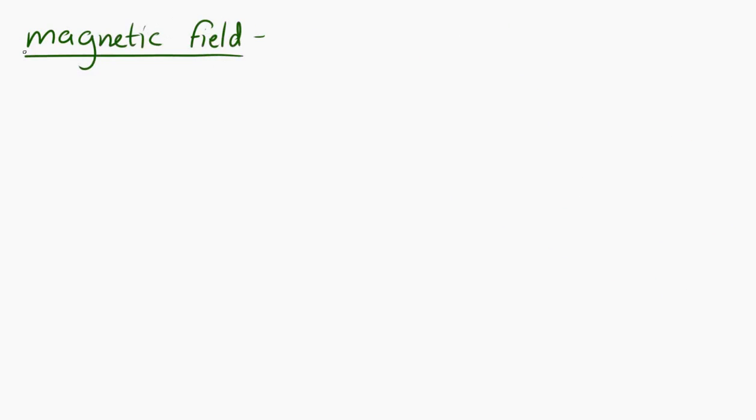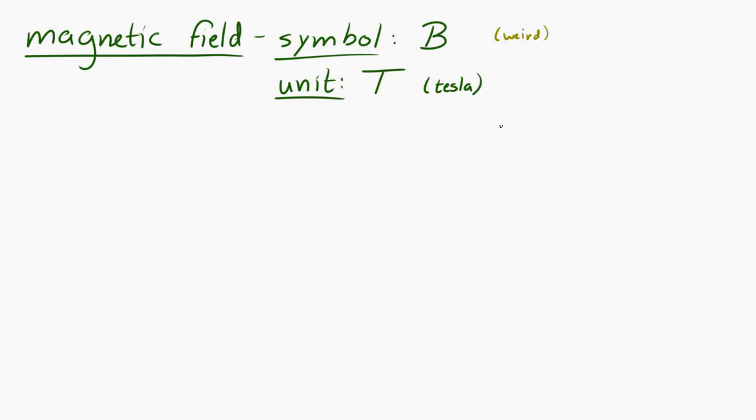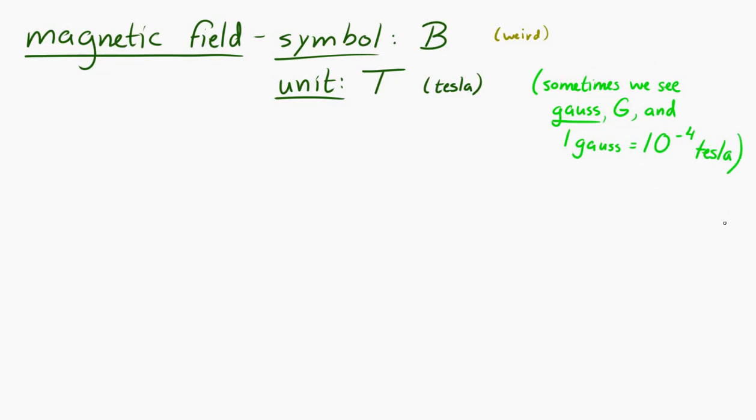The magnetic field is represented with the letter capital B. I don't know why, but it is. The unit of magnetic field is the Tesla, which is represented with a capital T. There's another unit called the Gauss, which is also common, and 1 Gauss is 10 to the minus 4 Tesla, so a Gauss is smaller than a Tesla. But we're going to use Tesla. That's the SI unit.